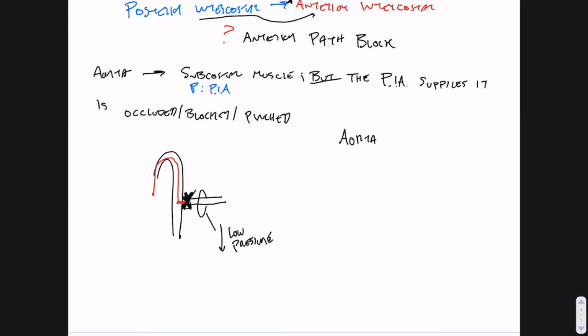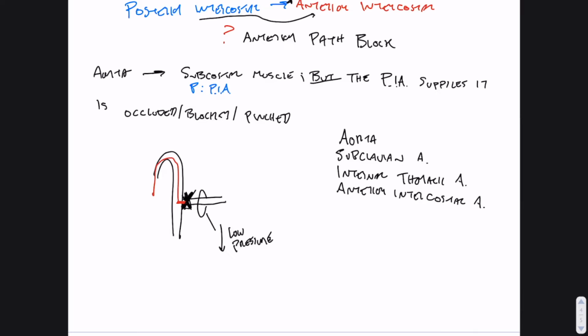Aorta, subclavian artery, internal thoracic artery, which sends off an anterior intercostal artery. And remember, those anterior intercostals are really anterior. That anterior intercostal is not going to supply the subcostal.